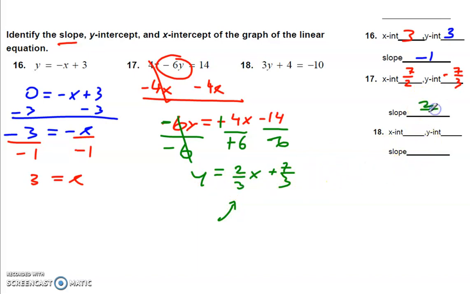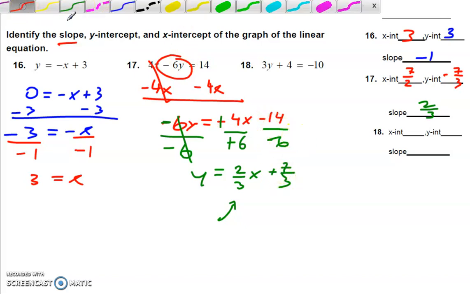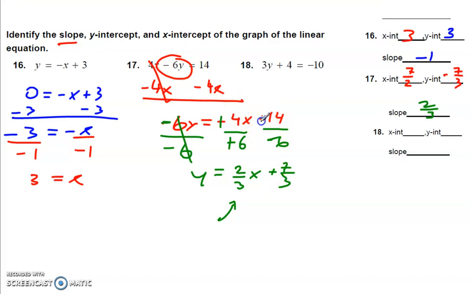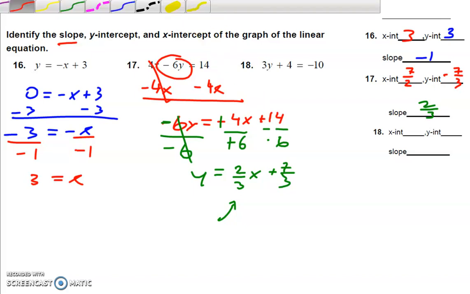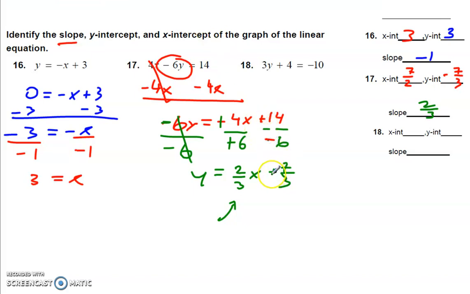Now notice that I got plus 7 over 3 here. So I made a mistake somewhere. Oh, this right here should say plus 14 divided by negative 6 gives me negative 7 over 3. There we go. Y-intercept is negative 7 over 3.